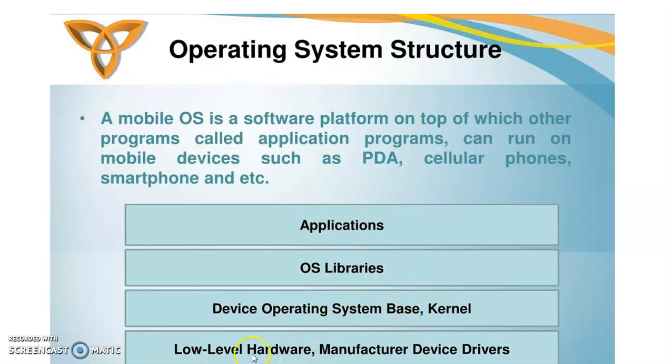First, this is the low-level hardware, and then manufactured device drivers. The next layer is the device operating system, like a kernel, these sorts of things. Next, operating system libraries. Finally, these are all some applications we have used in our mobile phones.